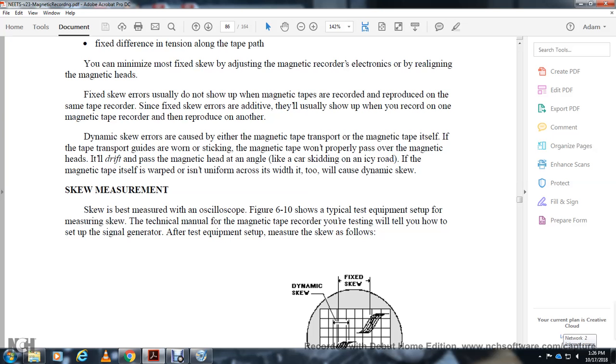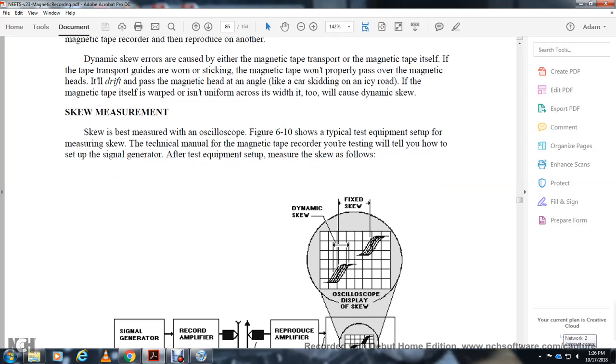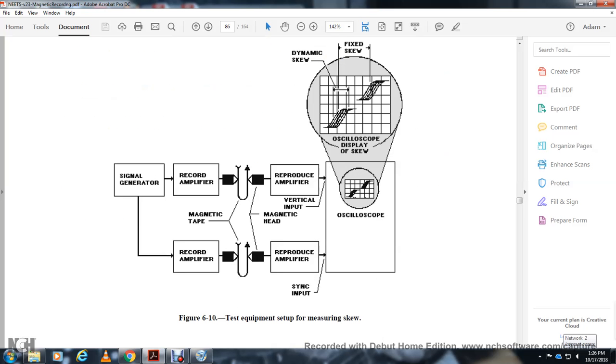Skew measurement. Skew is best measured as the slope, in figures of inches over the typical depth of the equipment itself. Measure the technical meaning, the tape recorder with the testing will tell you how to set up the signal generator. Test equipment setup to measure the skew is as follows: the signal generator, amplifier, record amplifier, make tape, the tape, the head.